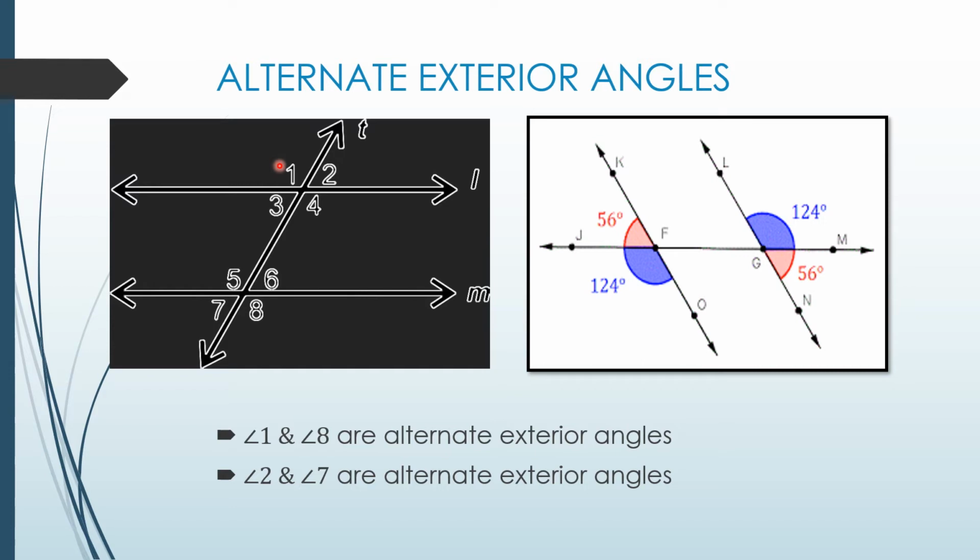Here angle 1 and angle 8 are alternate exterior angles. Angle 2 and angle 7 are alternate exterior angles. Here in this figure also you can see that KFJ and MJN are alternate exterior angles, and JFO and LGM are a pair of alternate exterior angles.